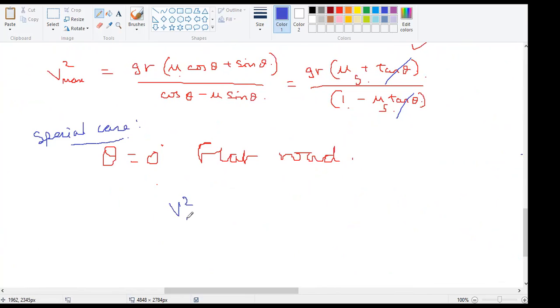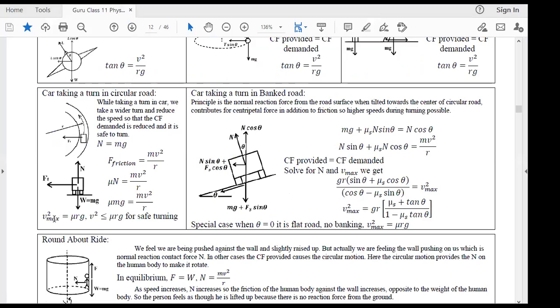So v squared max is equal to, this term goes away, tan 0 becomes 0, so what is left is g r mu s divided by 1 minus 0, which means 1, which is nothing but what you got in the previous derivation. If you go back and check your notes, v squared max is equal to mu r g. Here also you get the same thing.